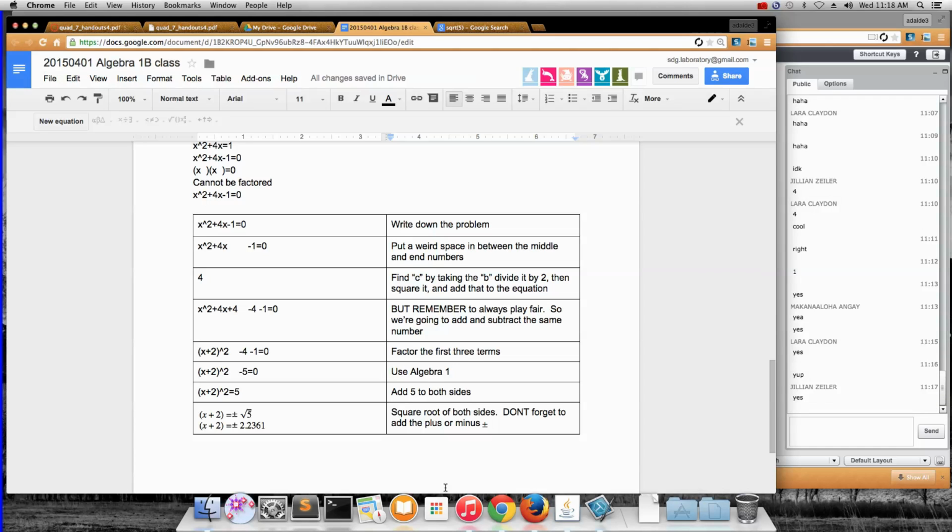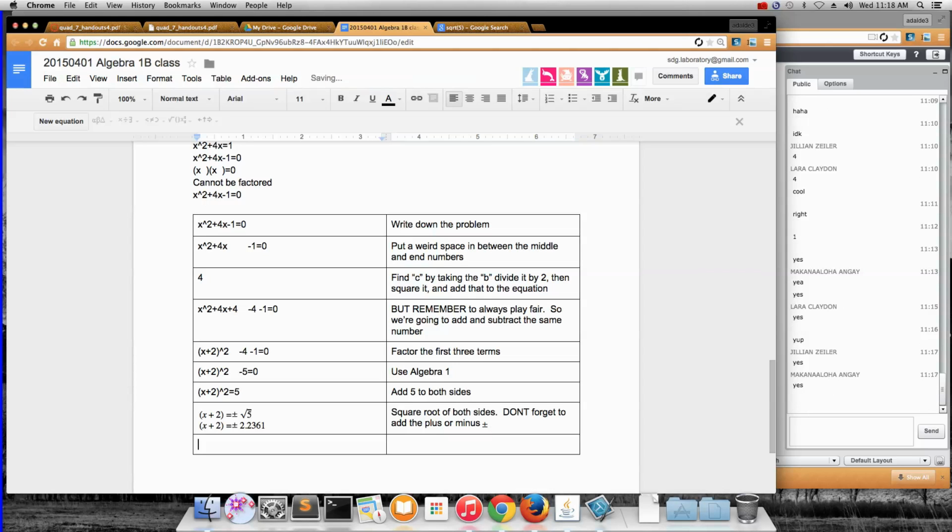Alright, last part, solve for x. So all I'm going to do is I'm going to subtract 2 from both sides.